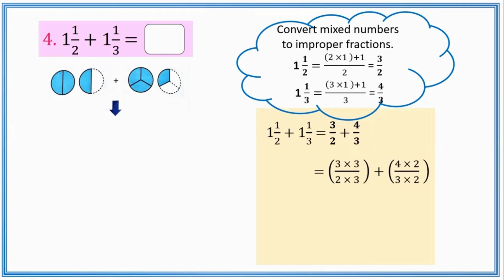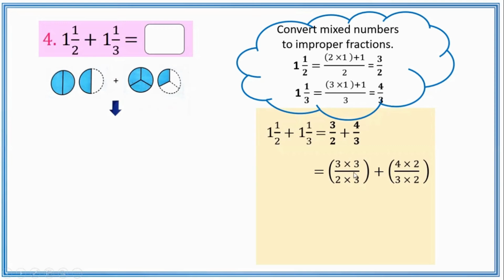Okay, so the next step is we need to find the first common multiple of the denominators 2 and 3. The first common multiple of the denominators 2 and 3 is 6. So we need to multiply 3 out of 2 by 3 out of 3, and then we need to multiply 4 out of 3 by 2 out of 2.